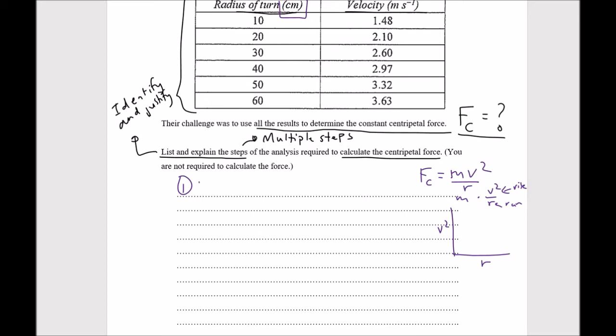So plot v squared versus r, where v squared is on the y-axis and r is on the x-axis. So that we have there already, okay?